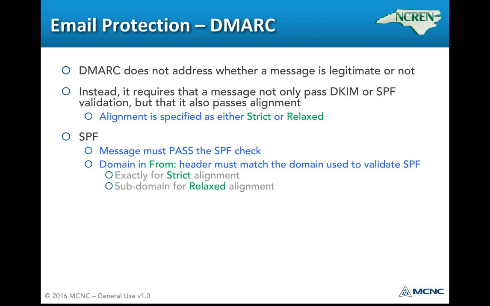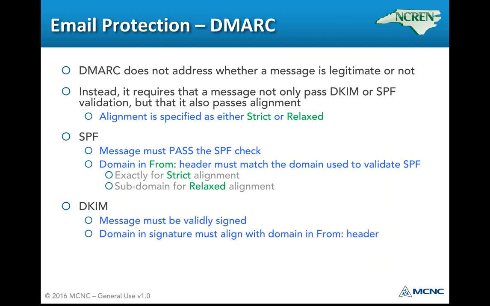And then for DKIM, the message must be validly signed. The domain for the signature must align with the domain in the from header. It has to align exactly for strict alignment, and it can align with a subdomain if you're using relaxed alignment. And those are all things that you can specify on your server when you're implementing DMARC.